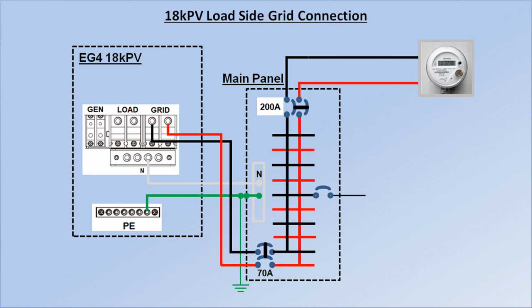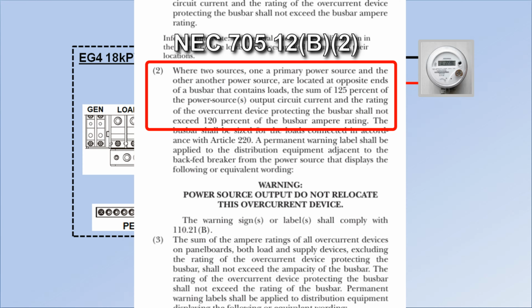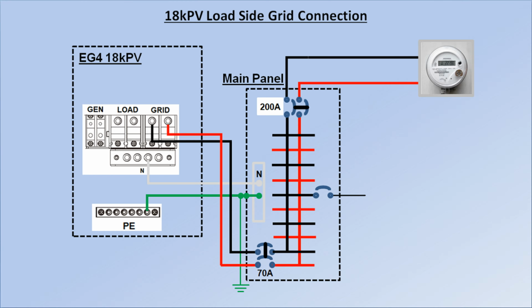Let's revisit 705.12(B)(2). 705.12(B)(2) starts out saying, where two sources, one a primary power source and the other another power source, are located at opposite ends of a bus bar that contains loads, the sum of 125% of the power source's output circuit current and the rating of the overcurrent device protecting the bus bar shall not exceed 120% of the busbar ampere rating.